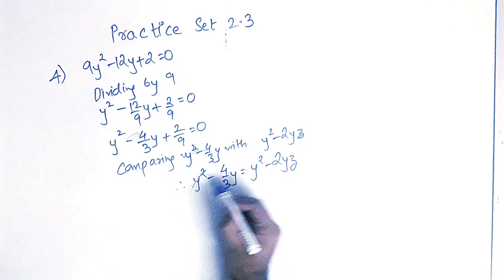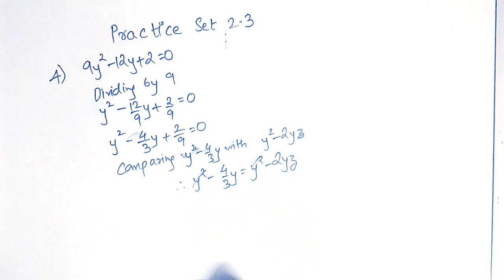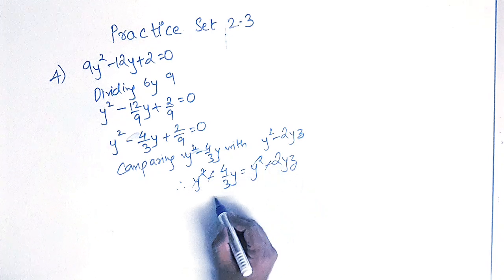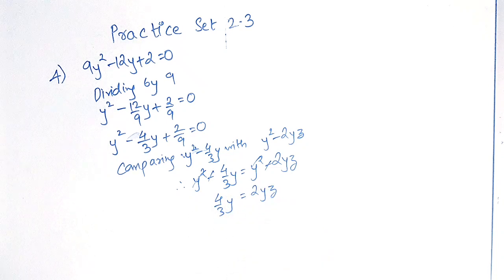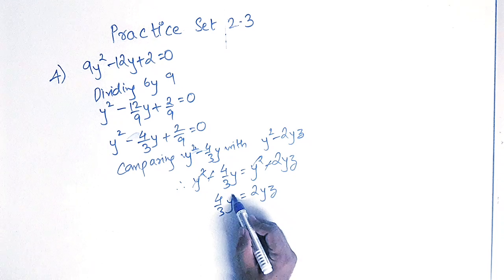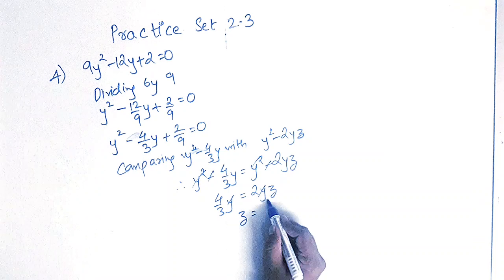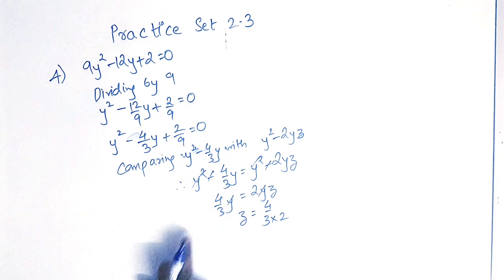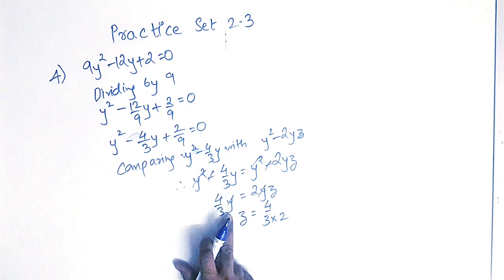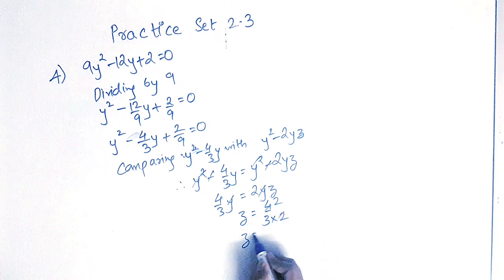Here you can see y square gets cancelled. What remains is minus 4 by 3 and minus, so minus minus will cancel. What remains is 4 upon 3y equals 2yz. Again I can cancel y and y. So z is equal to what? 4 upon 3 upon 2, 2 also will go here. 4 upon 3 into 2 equals z. So 2 ones are 2, 2 twos are 4, what is z equal to? 2 upon 3.